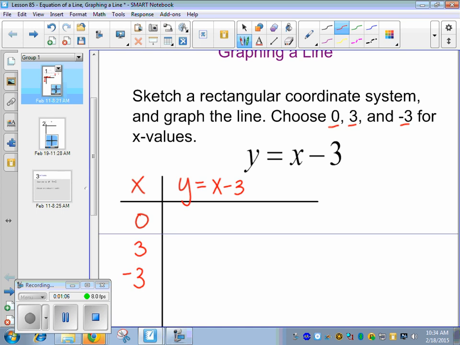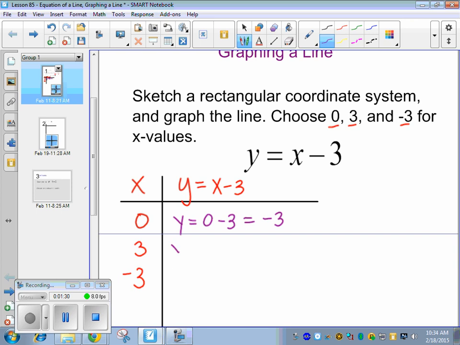All right, you do have to show your work on this when you plug it in. So I want to see the substitution step. So y is equal to, and we're going to replace the x first with 0. So we get 0 minus 3. What's 0 minus 3? -3. Okay.